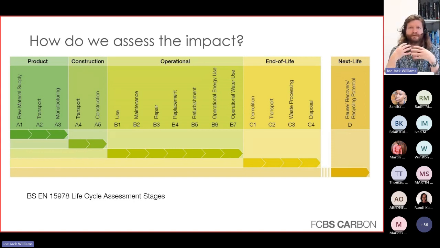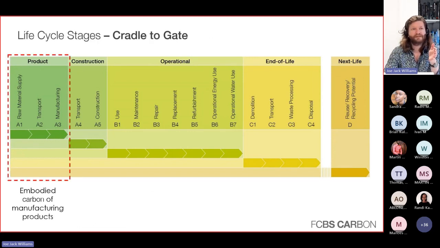It allows us to have a common language to talk about the stage of a project. On the left, we talk about the product manufacturing emissions. This is the emissions of taking a product from a hole in the ground or a forest or wherever those raw materials come from, transporting them to a factory and then turning them into a useful material.